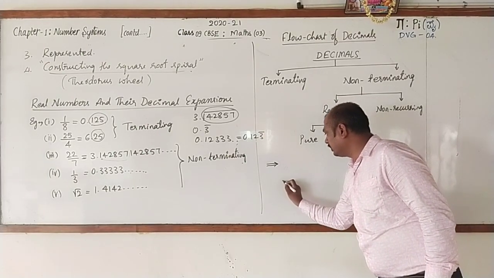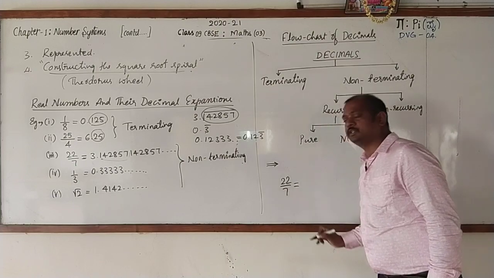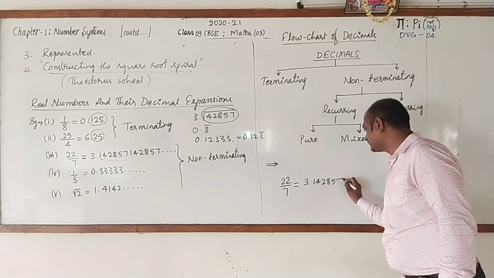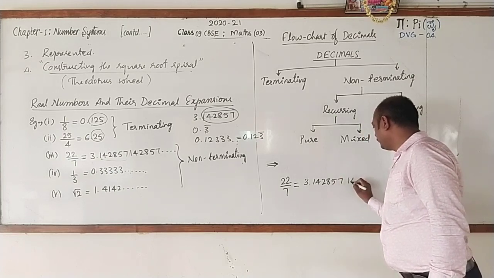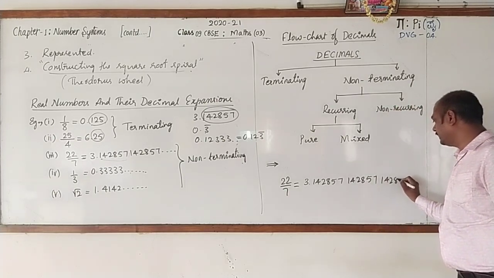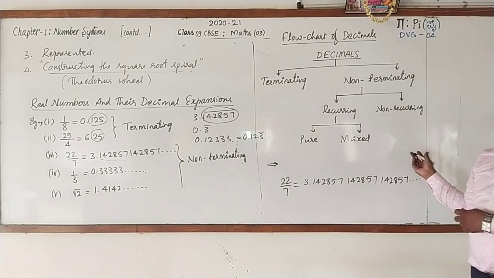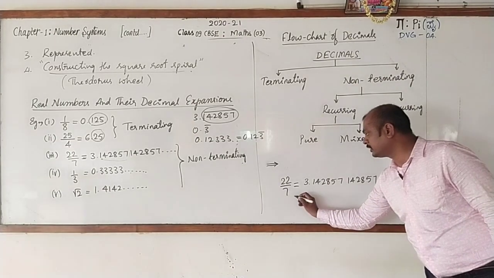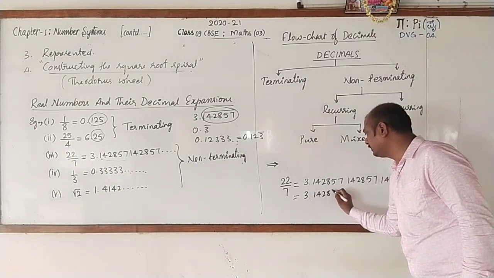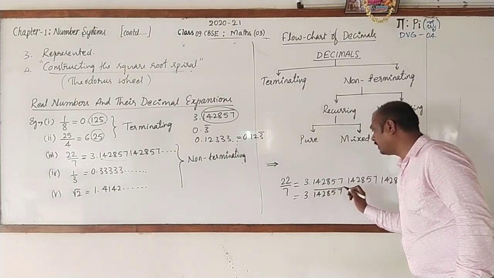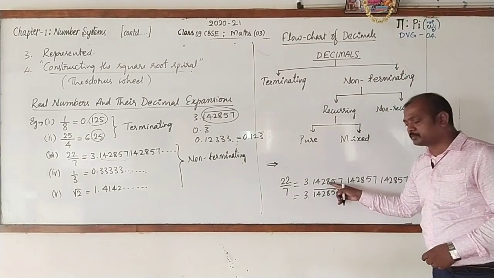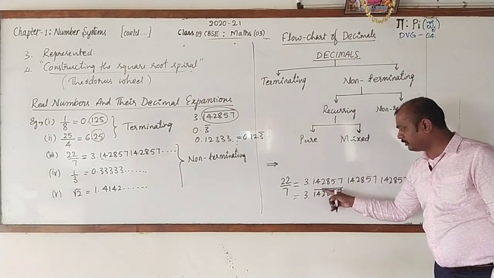Here I'll take the value of 22/7. How much is it? It is 3.142857, 142857, 142857. How long will you write? As I said earlier, if there is a repeating block, it can be written like this: 3.142857 with a bar. The part which is being repeated, to represent that I have put a bar.